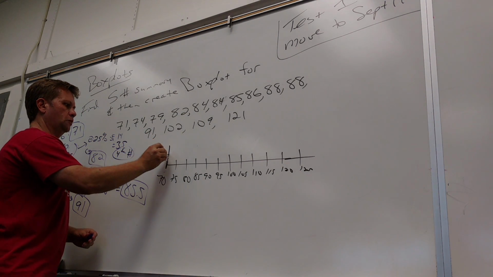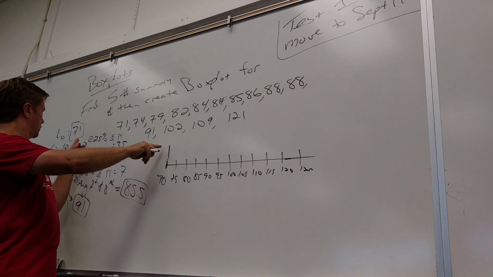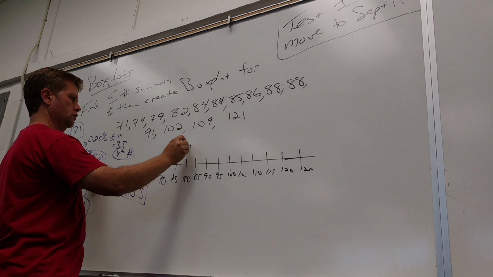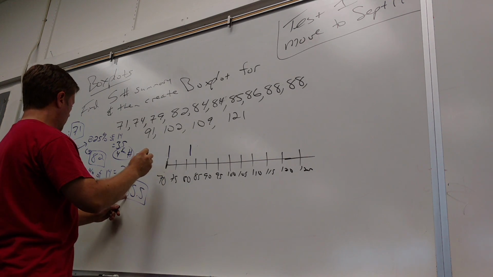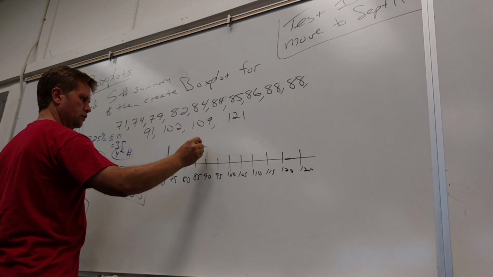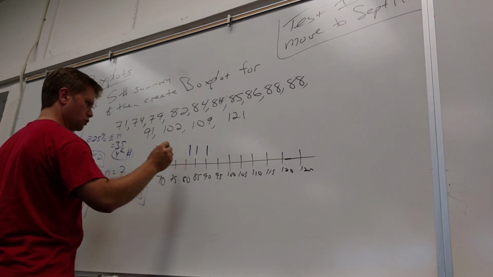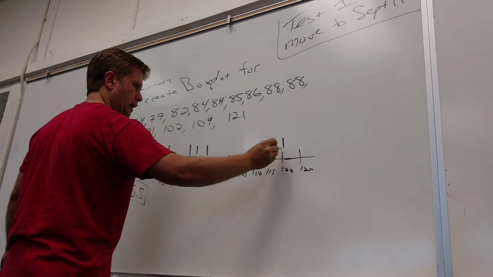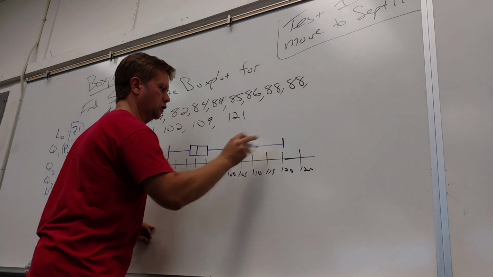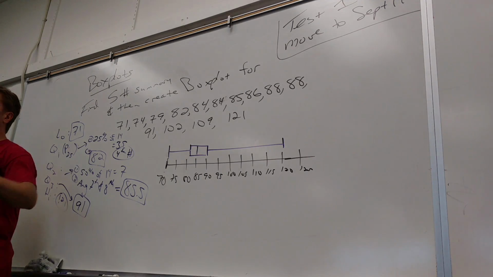So this is one group, how they played golf. There's 71. 82. 85 and a half. 91. 121. So if I just gave you this picture, what can you tell?